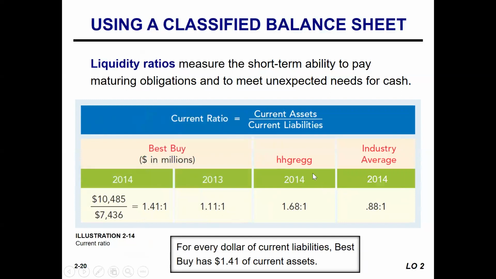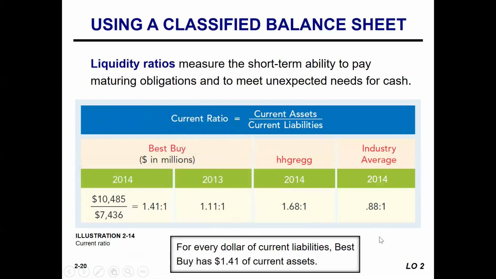Now, if you compare it to H.H. Gregg, what was the number for H.H. Gregg? 1.68:1 compared to Best Buy's number. Industry average is 0.88:1. So this is all over the place in terms of trying to decide whether Best Buy is doing well or not.